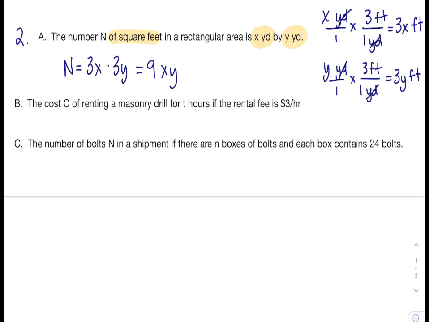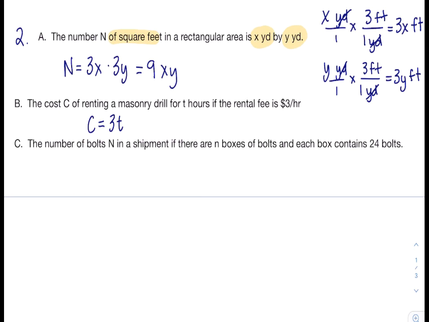Part B, we're thinking of the total cost. We know that the rental fee is $3 an hour, and we are renting this for T hours. When you think about how much you would pay, a rate implies that you're going to multiply. And so we would have $3 per hour times T hours to get our total cost.